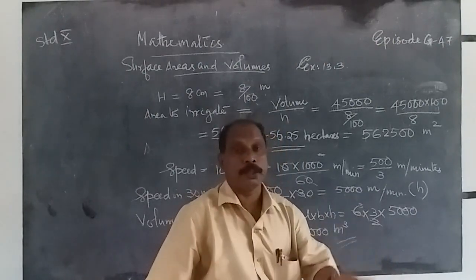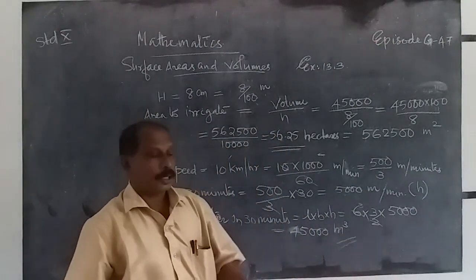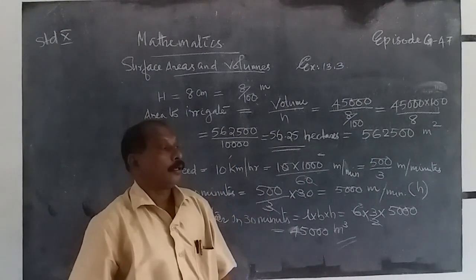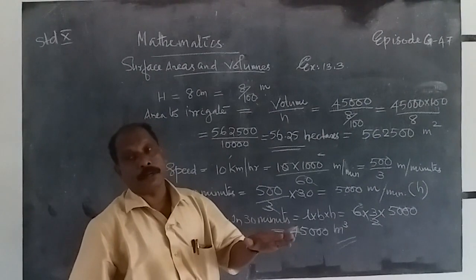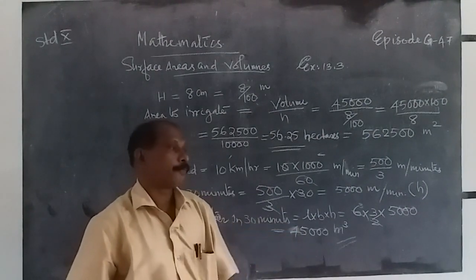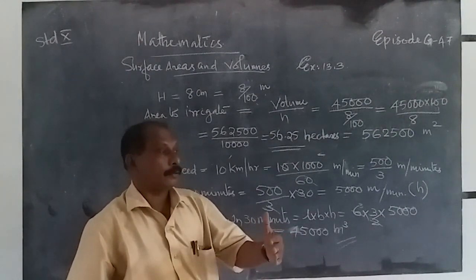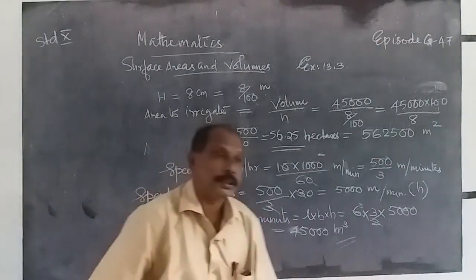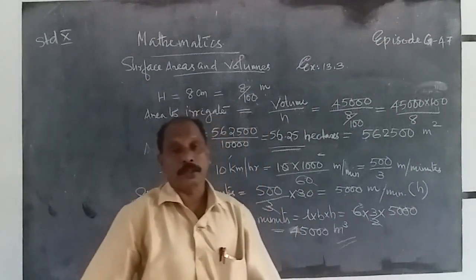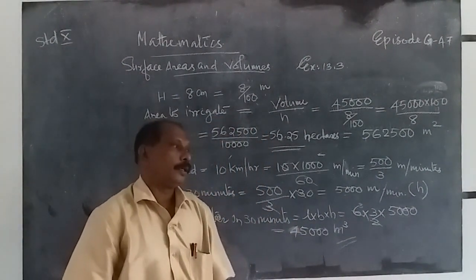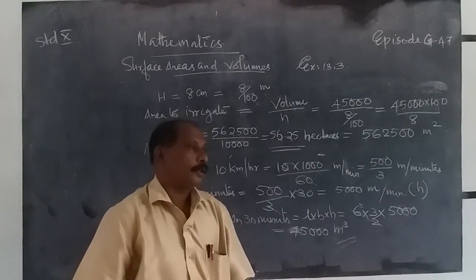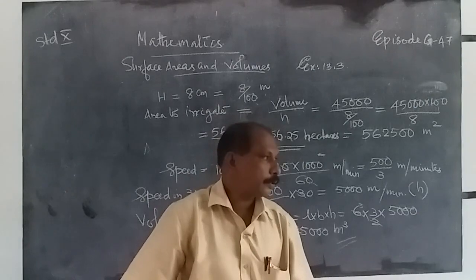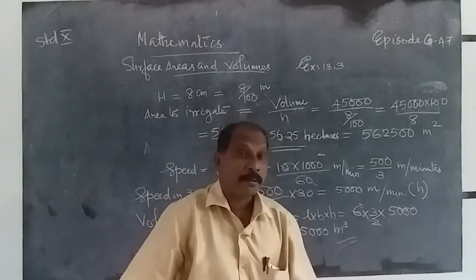by the speed of water through the canal. Therefore, the speed of water is given as 10 km/h. Kilometer is converted into meter, multiplied by 1000, and hour is converted into minute, multiplied by 60. Therefore, it is 10 into 1000 by 60. Then that is replaced by 500 by 3, that is meter per minute.